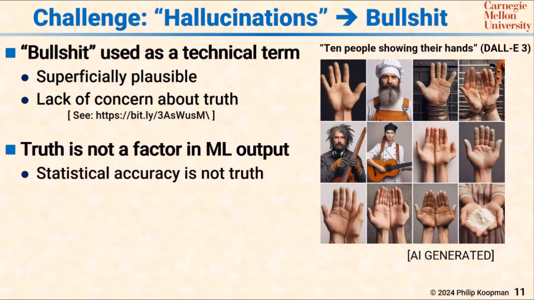Truth is not a factor in any machine learning output. It doesn't know what true is. These days, people struggle with deciding what's truth, what's fiction, but the machine learning doesn't do that. Statistical accuracy is not the truth. Now, there's a technique where you take machine learning and you couple it to something real world that is thought to be the truth and say, well, I'm just summarizing this real thing, so it must be true.